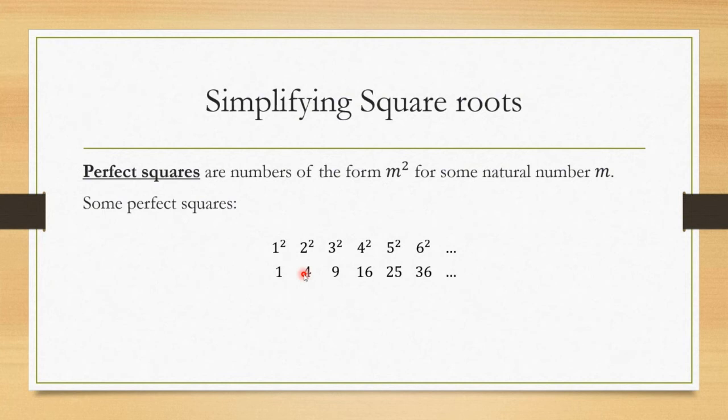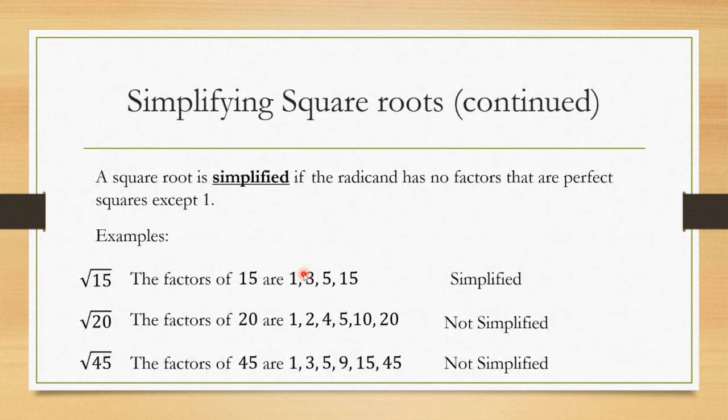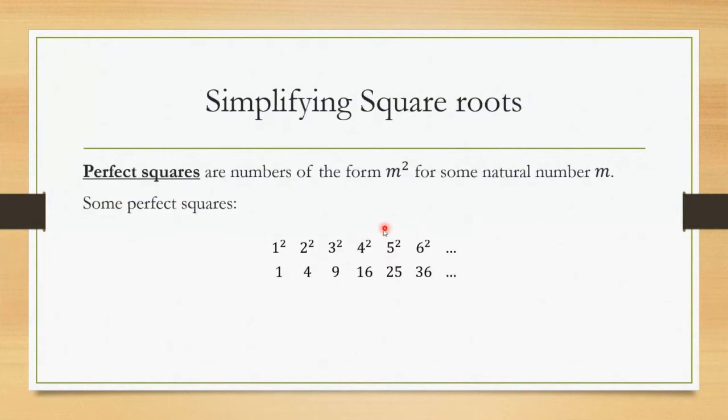All right. So we have to use these now when it comes to simplifying square roots. But first we have to say, well, what does it mean for a square root to be simplified? It means the radicand has no factors that are perfect squares except 1. Remember, the radicand is what you're taking the square root of. So the only factor from this list of perfect squares is 1 if it's simplified.